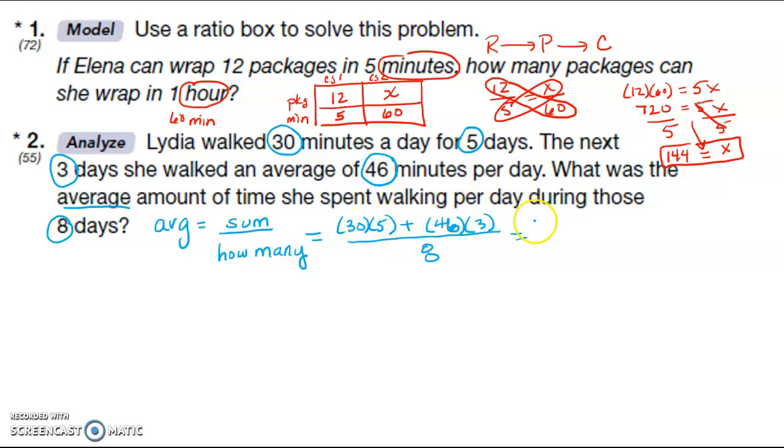So let's see, 5 times 30 is 150, plus 46 times 3, which I'm going to do on my calculator, 138. Over 8. So 138 plus 150 gives me 288 divided by 8, which, calculator issues, gives me 36. So she averaged 36 minutes per day.